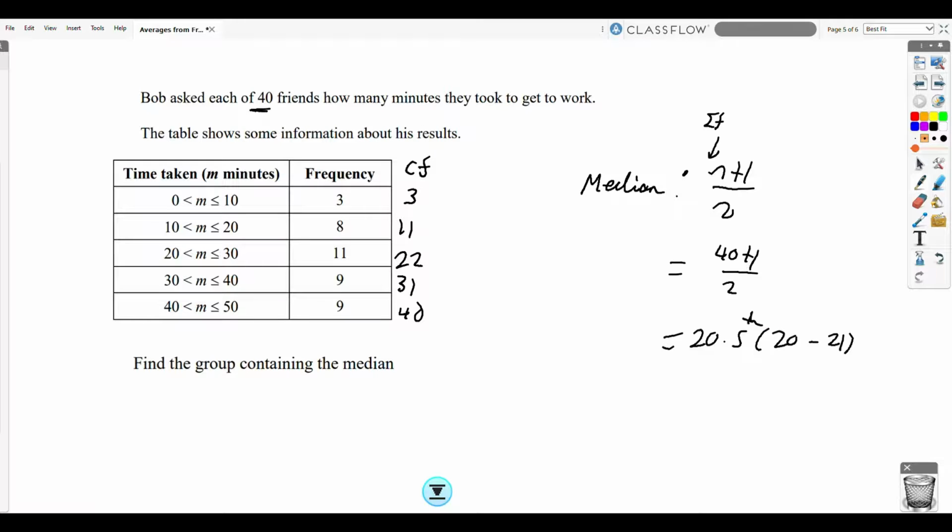So if we look at our CF column, the second row is all the values from 4 to 11, but the third is all the values from 12 to 22. Since that includes both 20 and 21, it's going to be in this column here. So our median is going to be exactly as the inequality is given, 20 to 30. And that's your answer there.